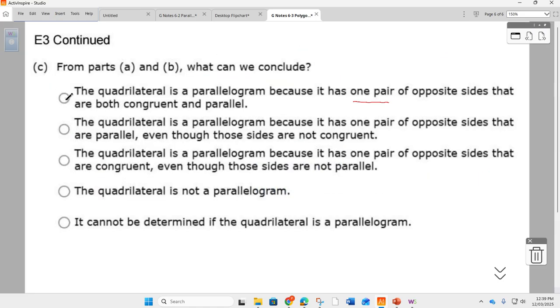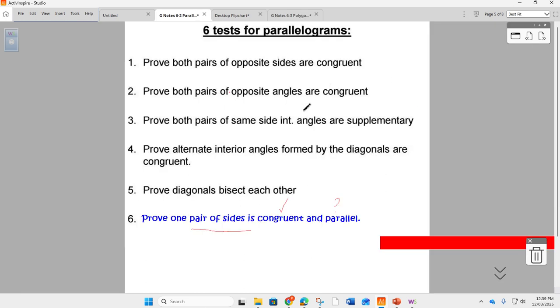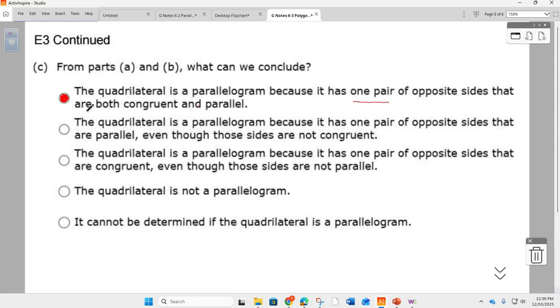And I always like to go through and double check. So this next one says the quadrilateral is a parallelogram because it has one pair of opposite sides that are parallel, even though those sides are not congruent. Well, that can't be right, because we know that's not in our list here, right? So that's a no. The quadrilateral is a parallelogram because of one pair of opposite sides that are congruent, even though those aren't parallel. That can't be so.